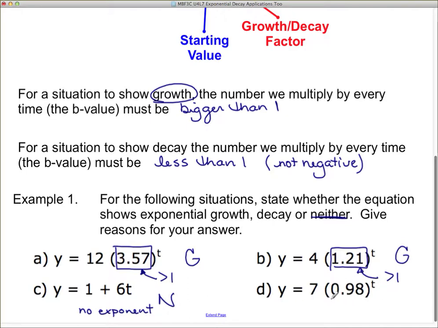And lastly, this one looks exponential. We got an exponent of t here, and if we take a look at what that t is on, that, my friends, is less than 1. So this is a decay situation.